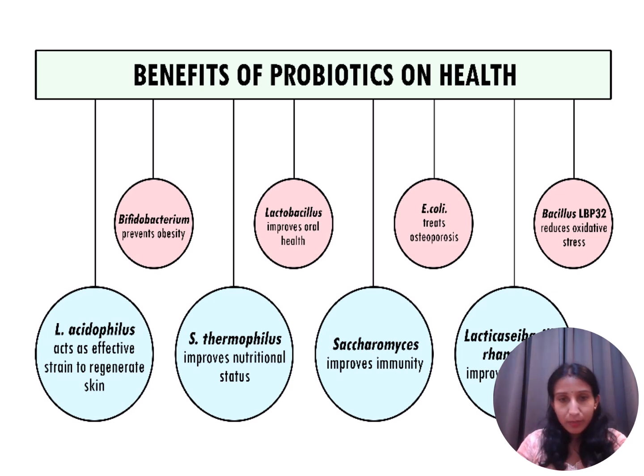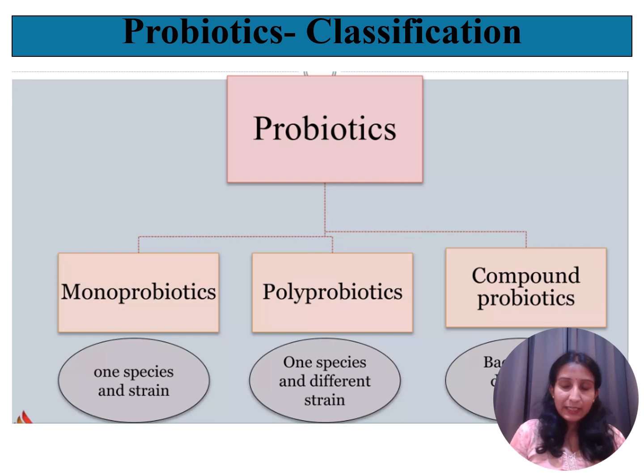We have Streptococcus thermophilus, which improves nutritional status and is widely used in the preparation of fermented foods, as it aids in digestion as well as vitamin production. We have yeast strains such as Saccharomyces cerevisiae or Saccharomyces boulardii, which is reported to offer an immune enhancement property. We have Lactobacillus rhamnosus, which improves digestion. So these are a few examples of probiotic strains which are commercially available, which can be used to achieve targeted health benefits.